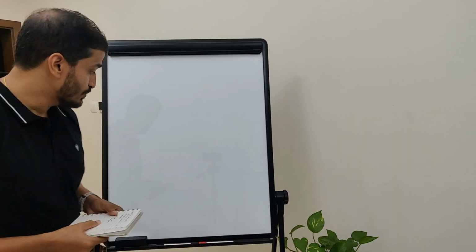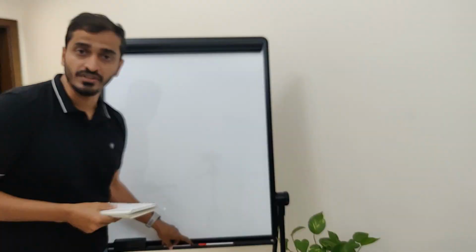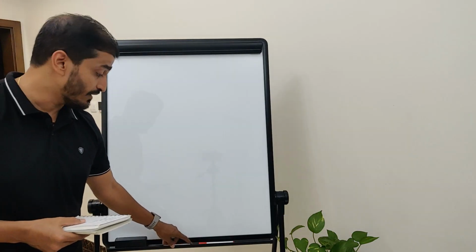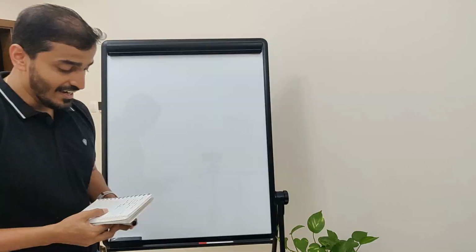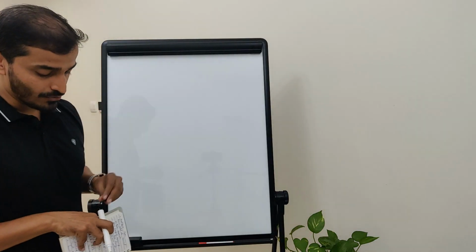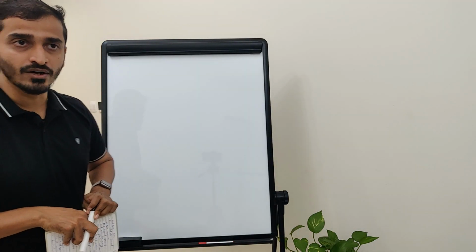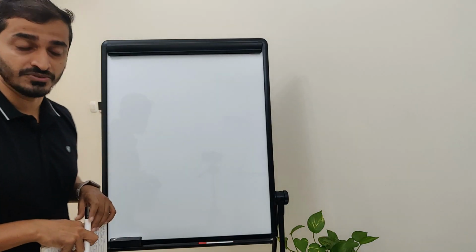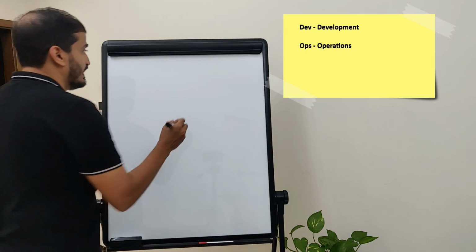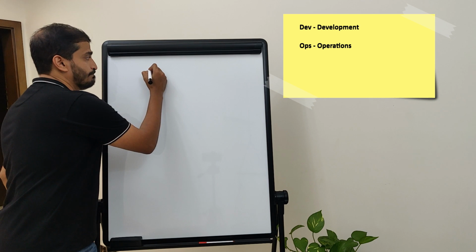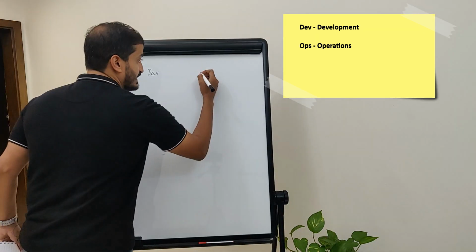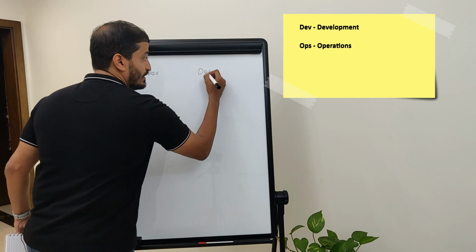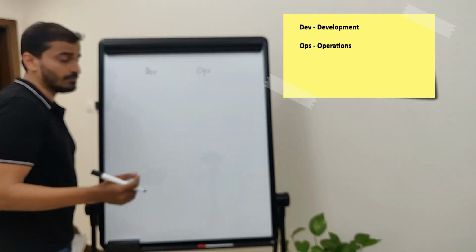So I've taken the liberty to whiteboard a few things, so hopefully you find it more interactive as opposed to just me talking in front of the screen. So the first thing that I want to talk about is the origin of DevOps, right? As the name suggests, there is development, which is where the dev comes from, and there is operations, which is where the ops comes from.